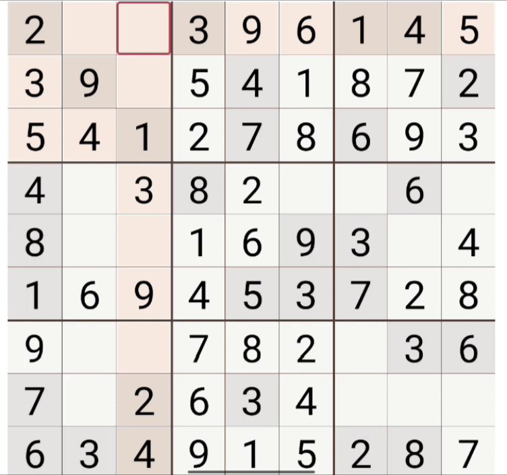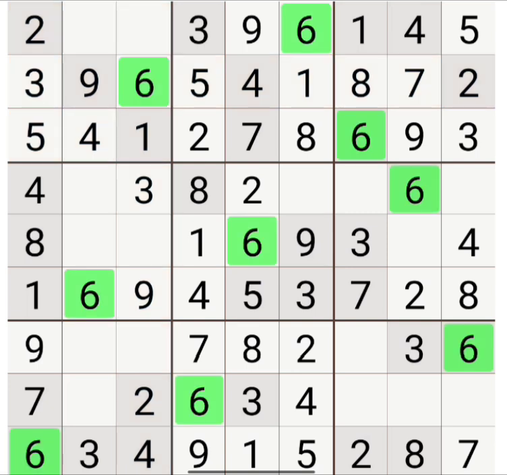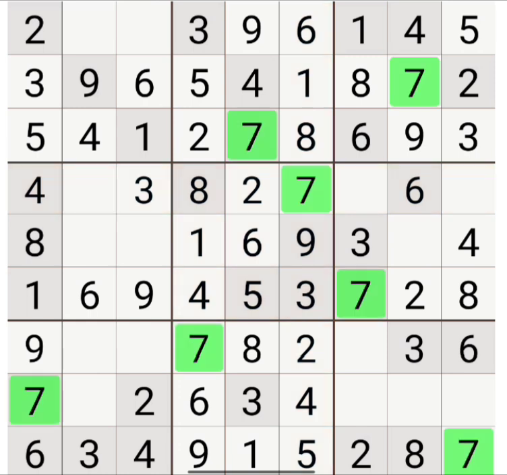So let us complete the second row. In this 3, 9, 5, 4, 1, 8, 7, 2 are there. 6 number is missing. So we'll write 6 here. In the center box 8, 2, 1, 6, 9, 4, 5, 3 are there. Only 7 number is missing. So we'll write 7 in this cell.